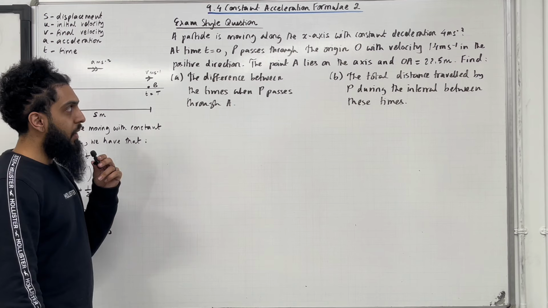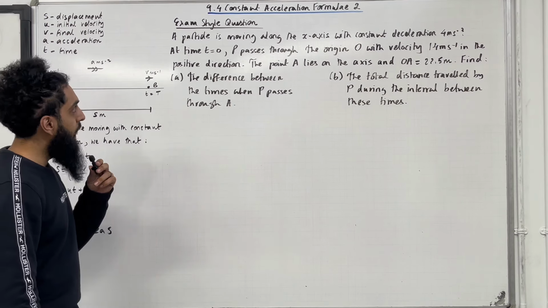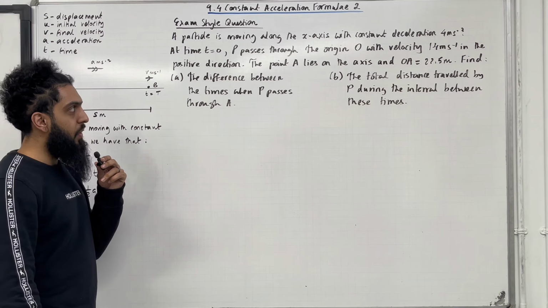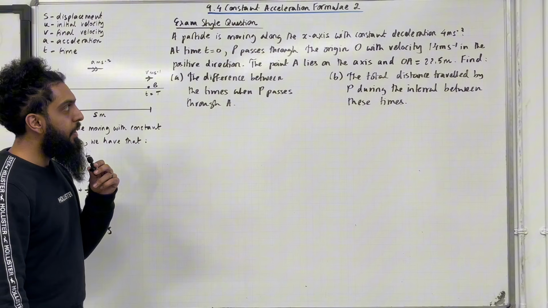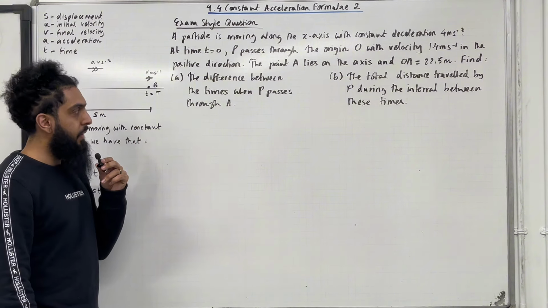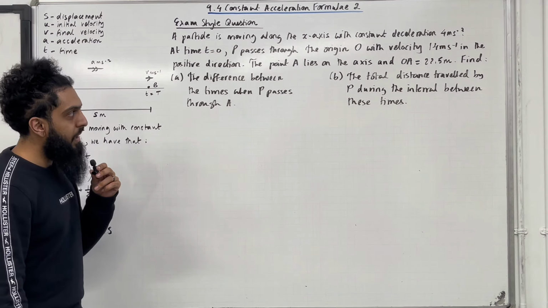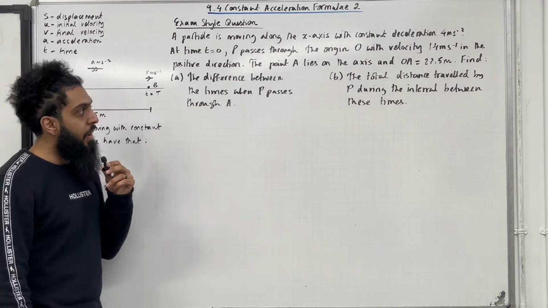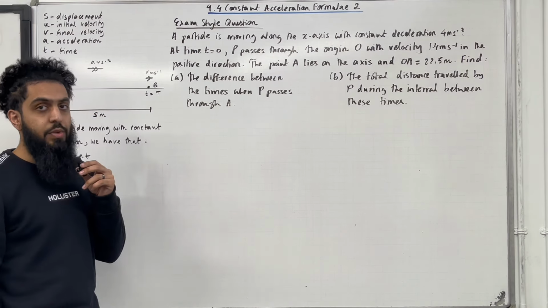A particle is moving along the x-axis with constant deceleration of 4 meters per second per second. At time t equals 0, P passes through the origin O with velocity 14 meters per second in the positive direction. The point A lies on the axis and OA is equal to 22.5 meters. Find part A, the difference between the times when P passes through A, and part B, the total distance traveled by P during the interval between these times. Let's have a look at the solution to part A.